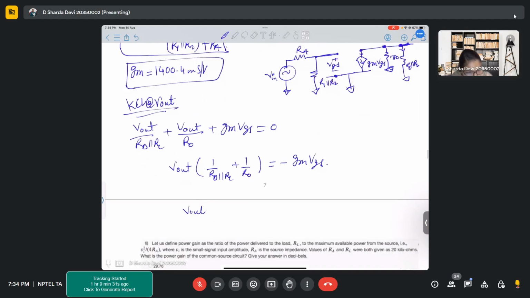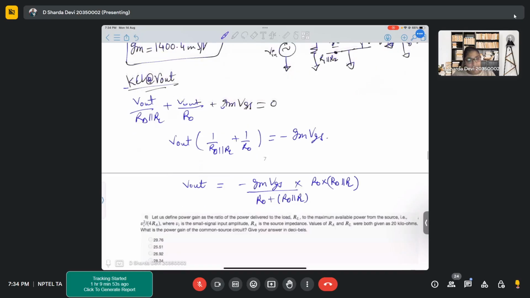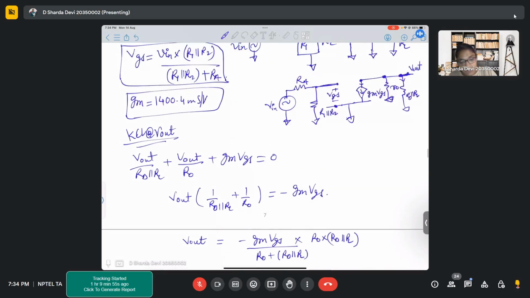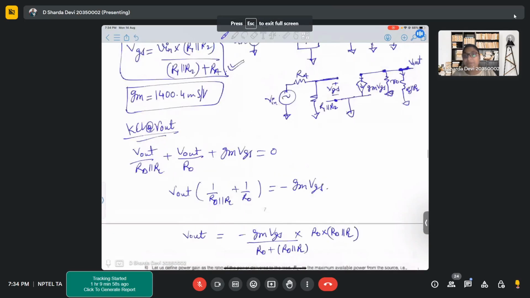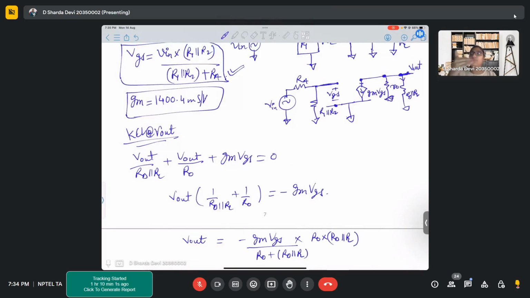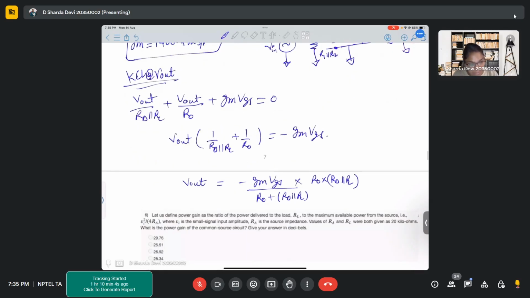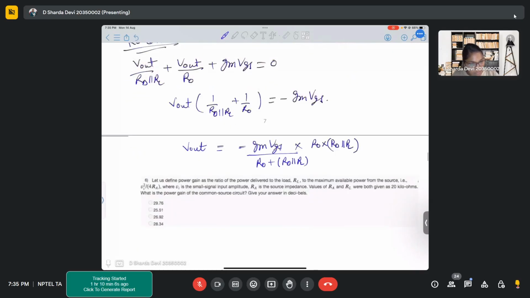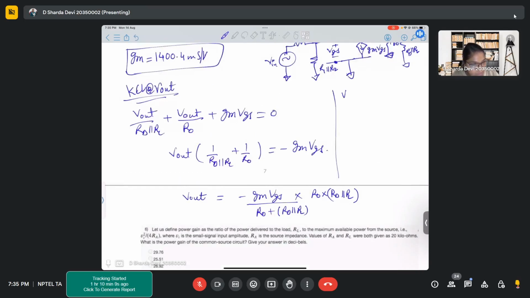So V out is equal to minus GM VGS by R naught plus RD parallel RL, into R naught into RD parallel RL. Here, in place of VGS, we simply substitute this, so it will be in terms of V in. Then we'll get V out by V in.